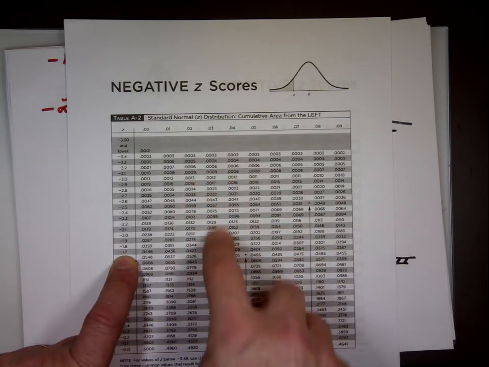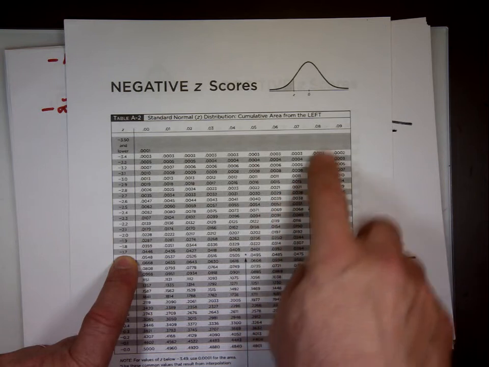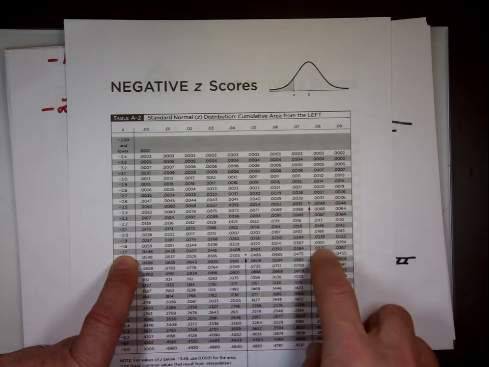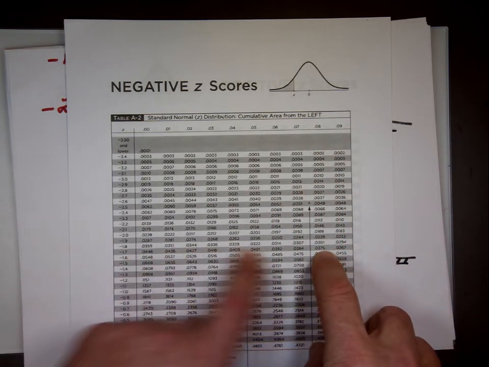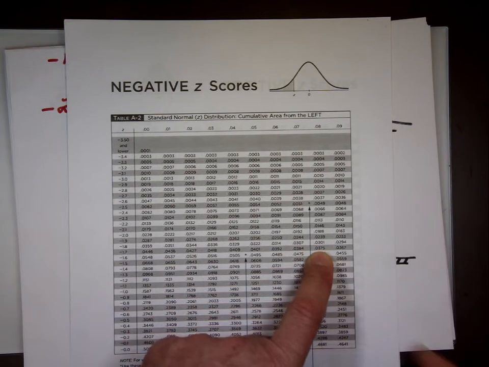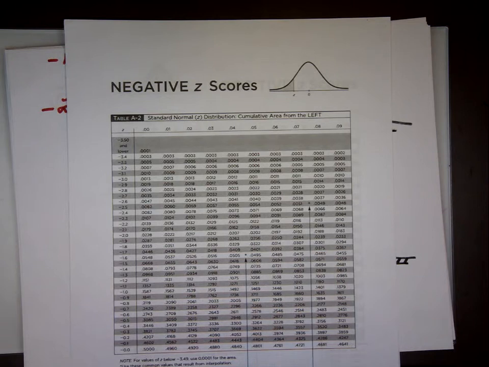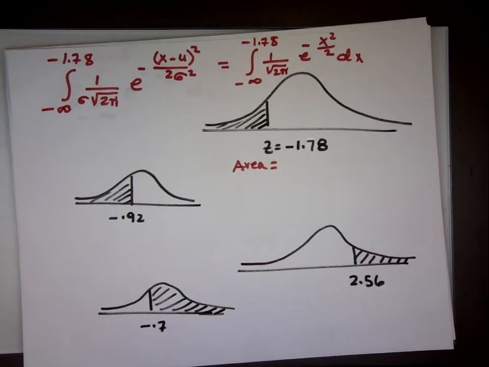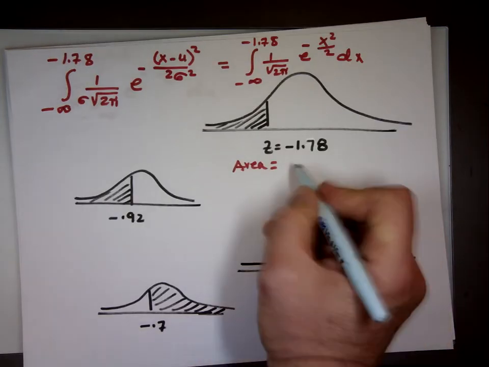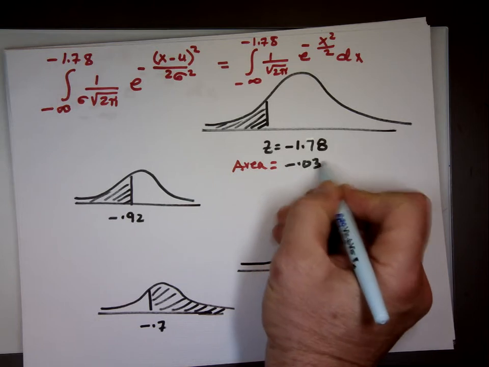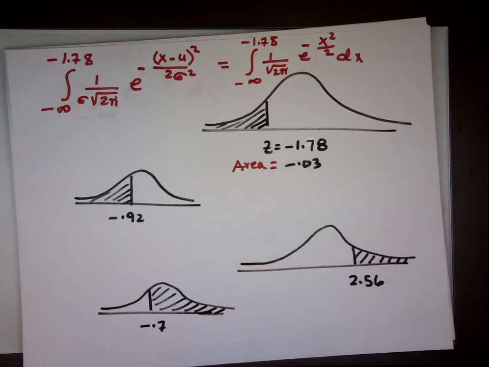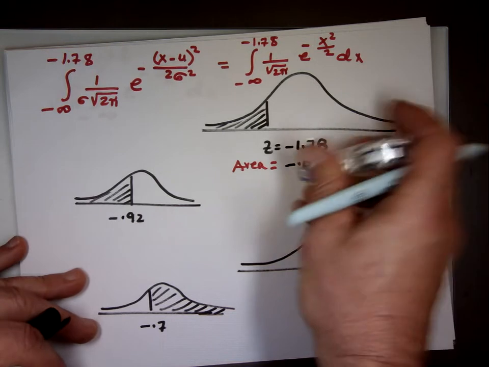We need to go how far? 1.78. Where they cross each other, and what's that number? Negative 0.0375. See that number? That's the answer. I don't have to integrate nothing. Not negative, the area will never be negative. 0.0375.